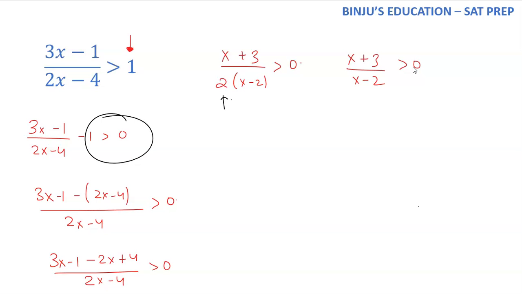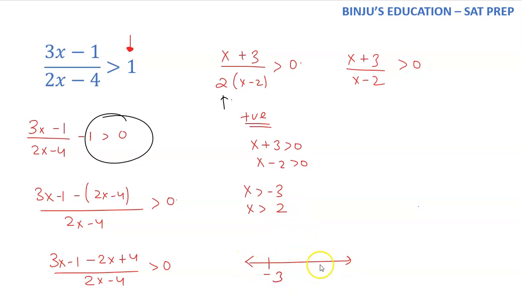Okay, so a by b is greater than 0. I hope you all remember the conclusion. The conclusion was either both positive or both negative. So take the case when they both are positive. You're going to have x plus 3 greater than 0 and x minus 2 greater than 0. So you're going to have x greater than minus 3 and x greater than 2. Plot this on the number line. So what is the common region? This is the common region. So your answer is x greater than 2 when they both are positive.